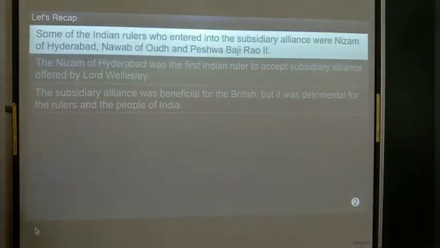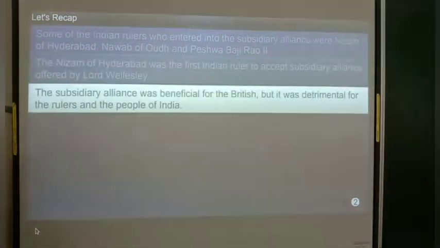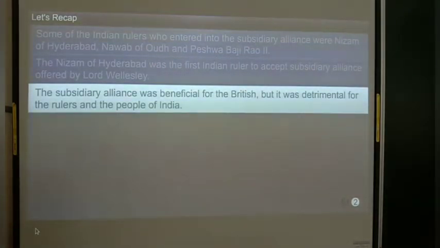Some of the Indian rulers who entered into the subsidiary alliance were the Nizam of Hyderabad, the Nawab of Oudh, and Peshwa Baji Rao too. The Nizam of Hyderabad was the first Indian ruler to accept the subsidiary alliance offered by Lord Wellesley. The subsidiary alliance was beneficial for the British, but it was detrimental for the rulers and the people of India.